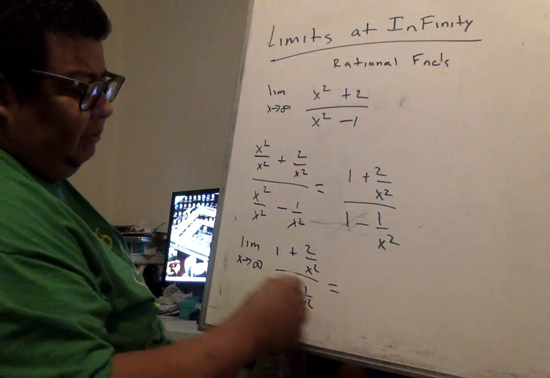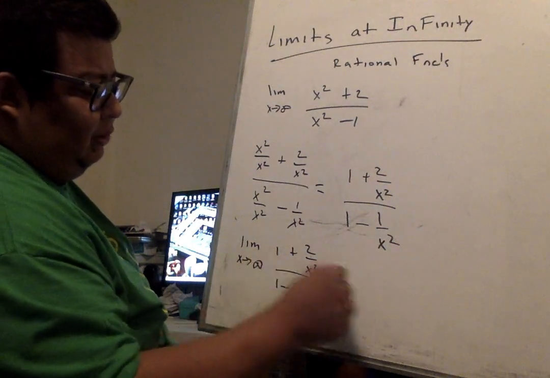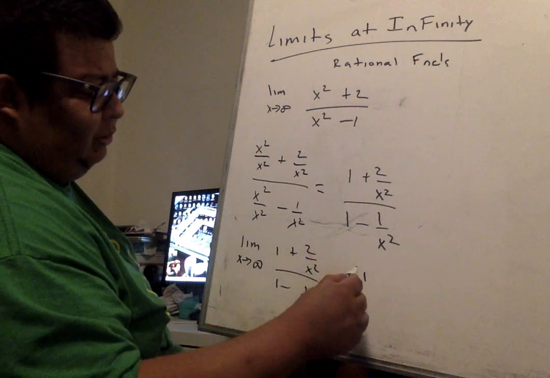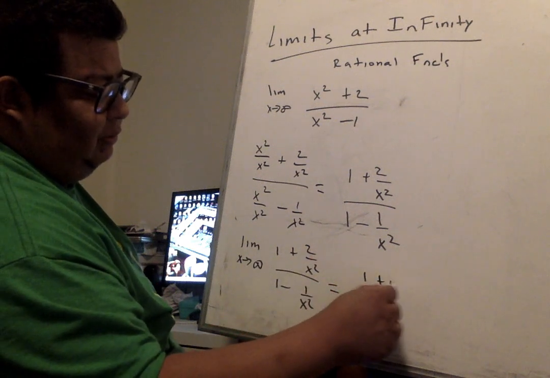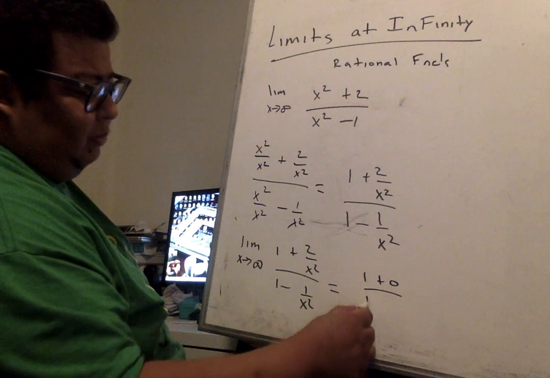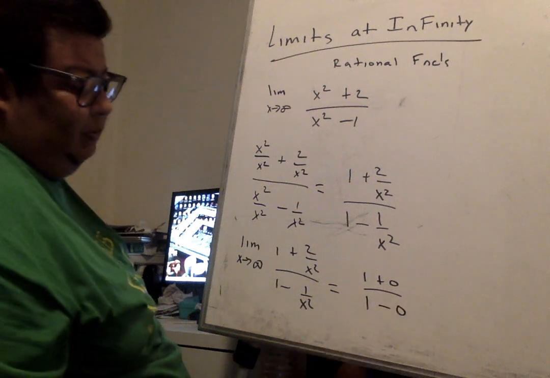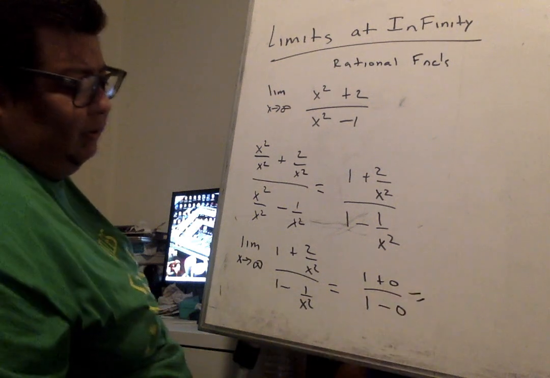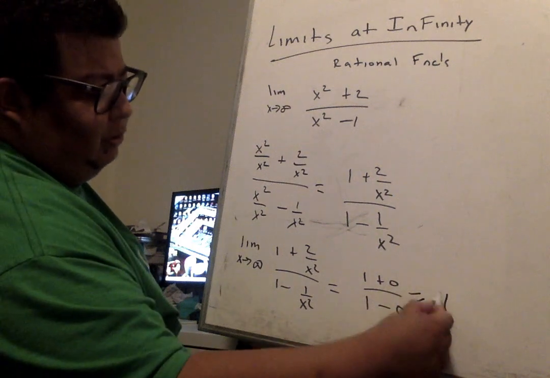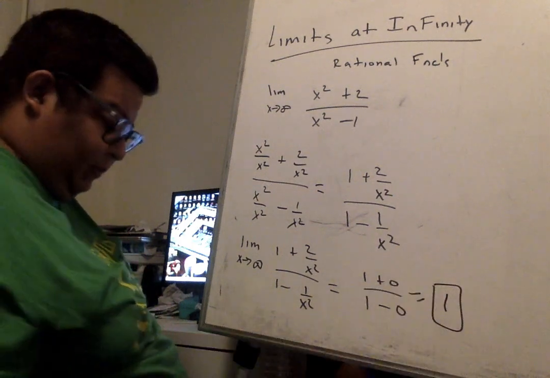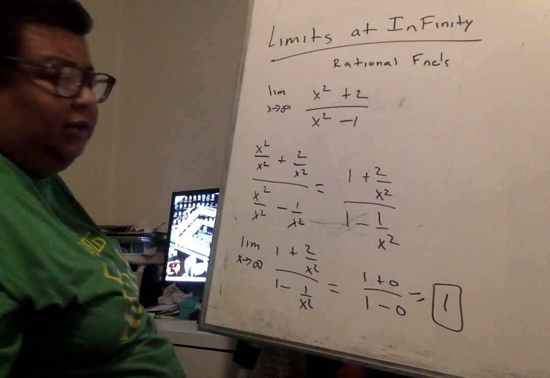Now we take the limit of each term, so the limit of 1 is 1. This term here as x approaches infinity becomes 0. That becomes 1, and this becomes 0. So the final answer is going to be 1 over 1, which is just 1. And that's the final answer for this example.